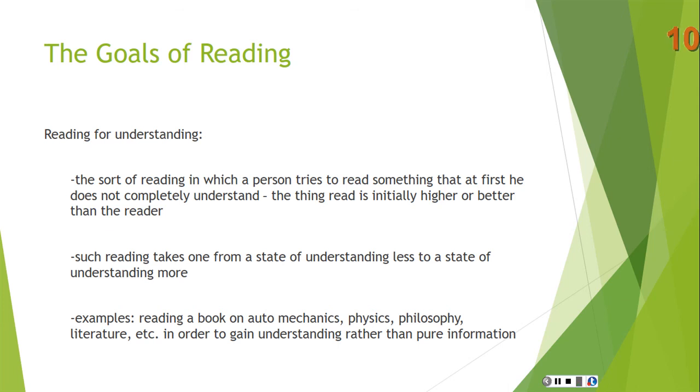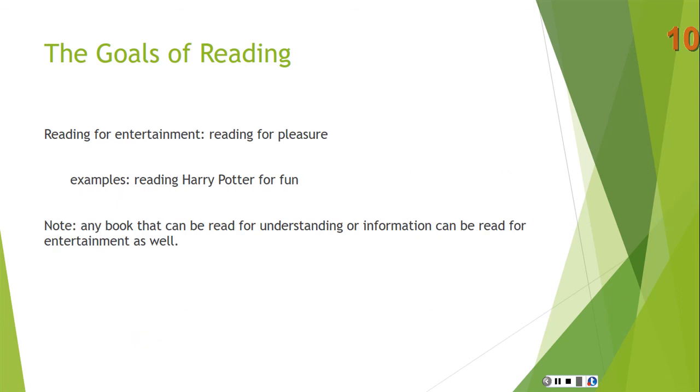So examples would be reading a book on auto mechanics for someone who doesn't know much about cars, or physics or philosophy or literature. And again, it's in order to gain understanding rather than pure information. That's reading for understanding. Reading for entertainment is just reading for pleasure.